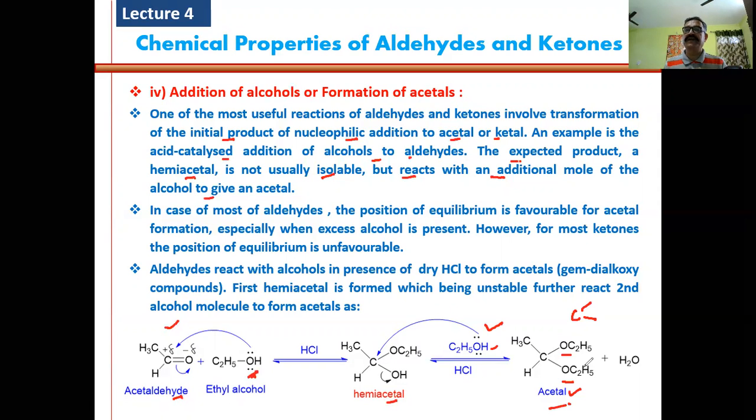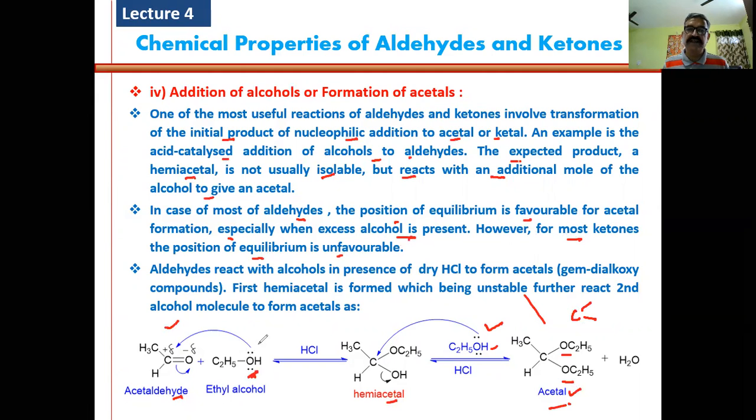Gem dialkoxy compound and we call them acetal. इस चीज को अपने दिमाग में रखें, when we treat the aldehyde with alcohol, it results in formation of hemiacetal first, which being unstable reacts with another molecule of ethyl alcohol to form gem dialkoxy compounds, which are called acetals. In case of aldehydes, the position of equilibrium is favorable for acetal formation, especially when excess of alcohol is present. However, for most ketones, the position of equilibrium is unfavorable.